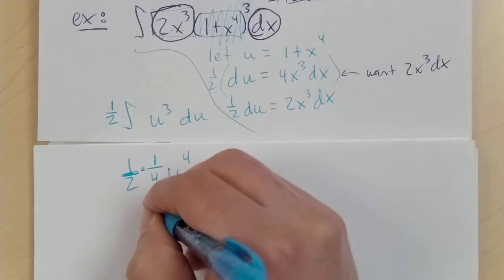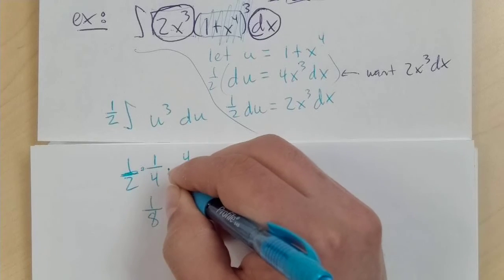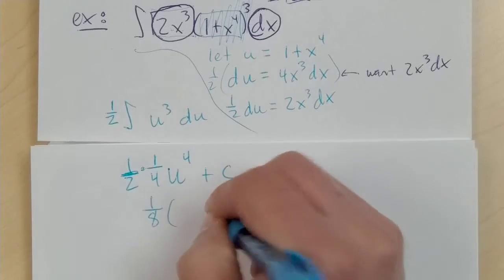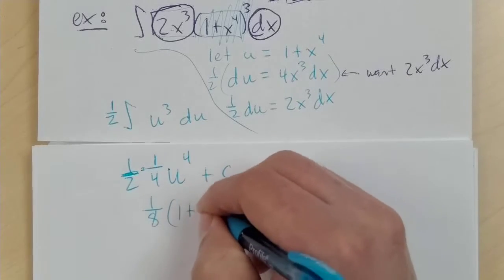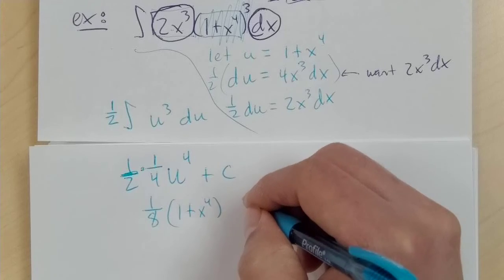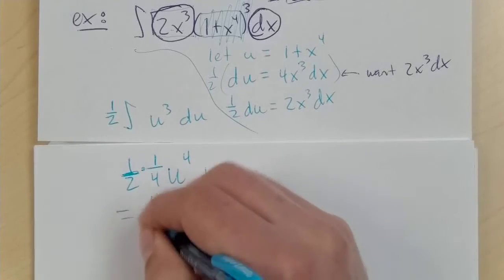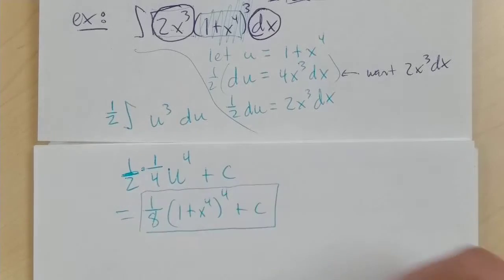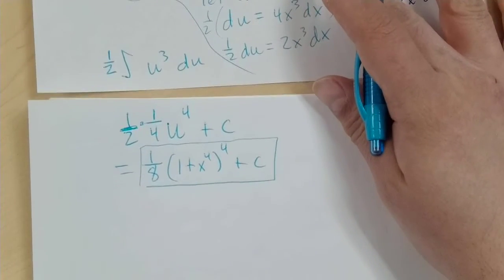Clean things up a little bit. That's going to be 1/8. And if you know where you're headed, we don't want to leave our answer with u. So let's replace u with what it was, which is 1 plus x to the 4, and that's to the 4th power. Don't forget your plus c, and there's your antiderivative. Okay? These do get easier with time. It does take practice. Lots of practice.